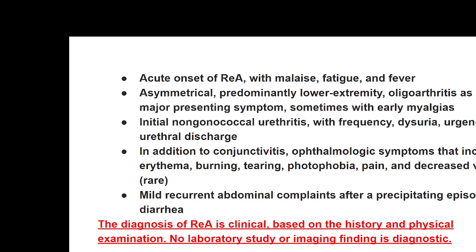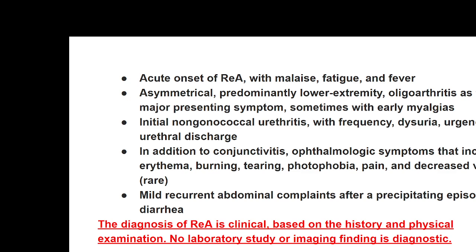Then characteristically it's asymmetrical, and most of the times the patients would have the symptoms in the lower extremity; joints of the lower extremity are involved. You will not have all the classical clinical signs of arthritis, because reactive arthritis involves the muscles and tendons. There may not be any effusion in the joint in the majority of patients. It could be just moderate tenderness over the tendon area of the joints. That's why it's called oligoarthritis.